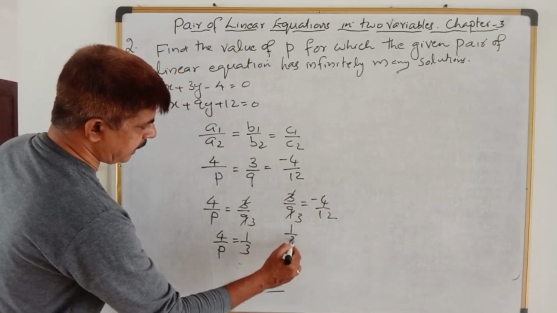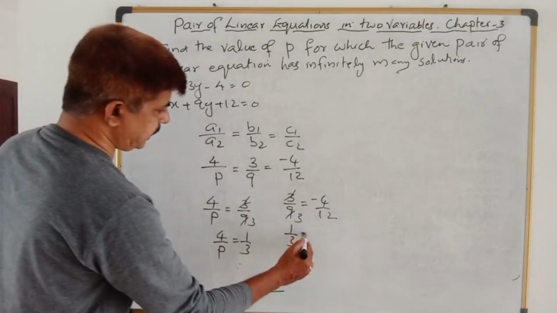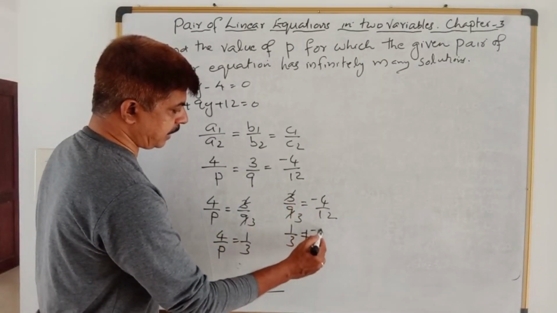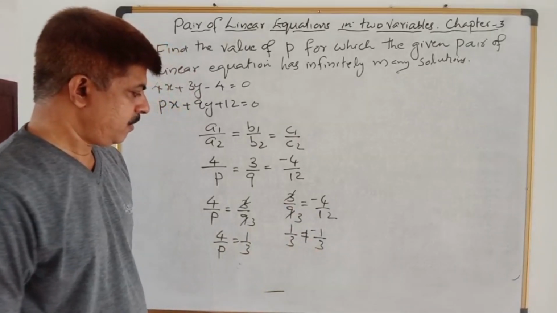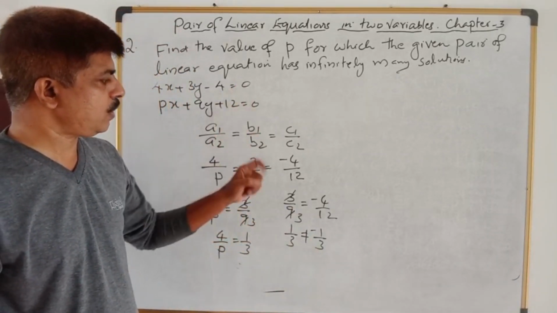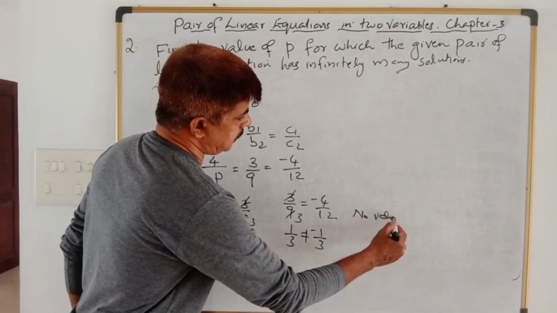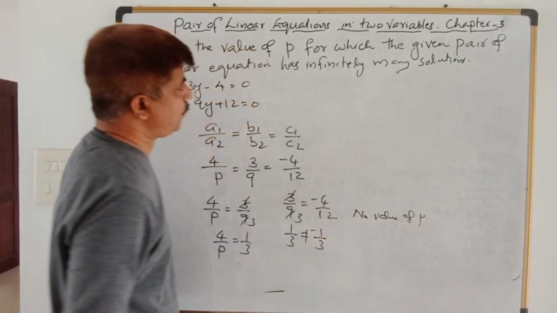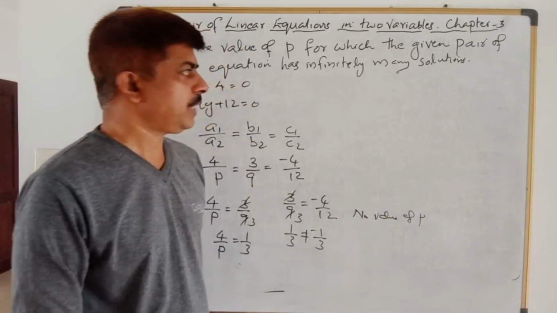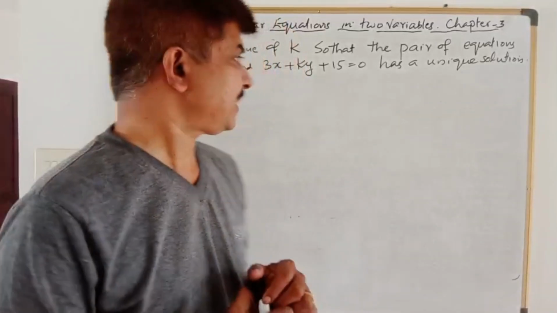So we are getting 1 by 3 is equal to... 1 by 3 cannot be equal to negative 1 by 3. So this is not possible, which is not possible, so there is no value. What will you write? There is no value of p for which the given pair of linear equations has infinitely many solutions. Is it clear?